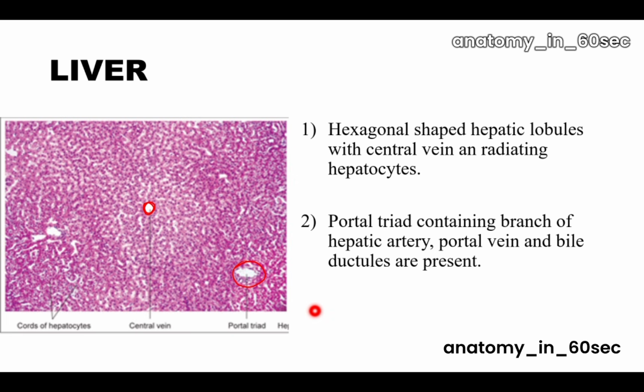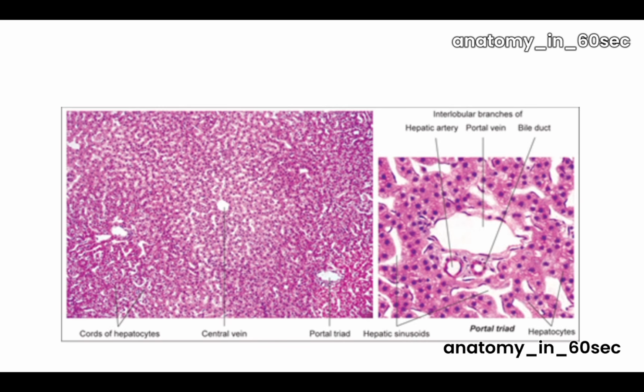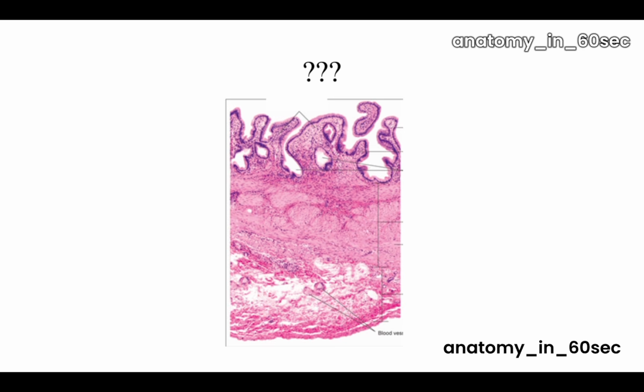The portal triad has 3 structures: the branch of hepatic artery, tributary of portal vein and the bile ductule. All these 3 together form the portal triad. So here you can very well appreciate the portal triad. This is the venule, this is the portal vein, this is the bile duct and here is the hepatic artery. So this portal triad is enlarged like this. Next slide.